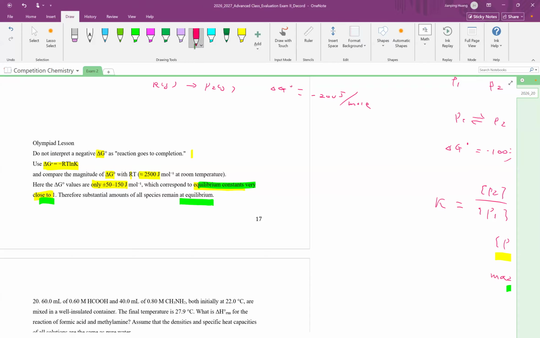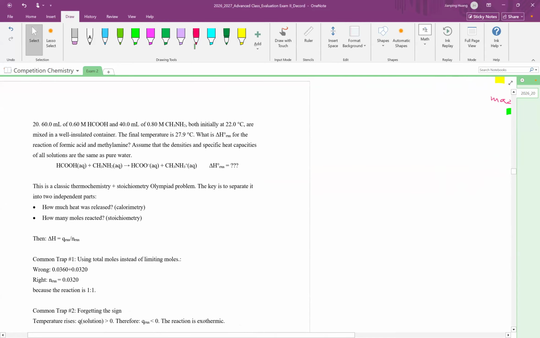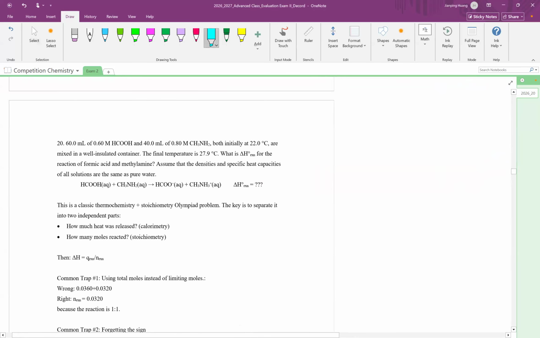Right. Now let's go to 20. This question is easy. This question is related to thermodynamics and stoichiometry. So look at the reaction. So that's the acid with the base, right? You calculate this one. How are you going to do that? Since mole, so we need to determine the limiting agent.